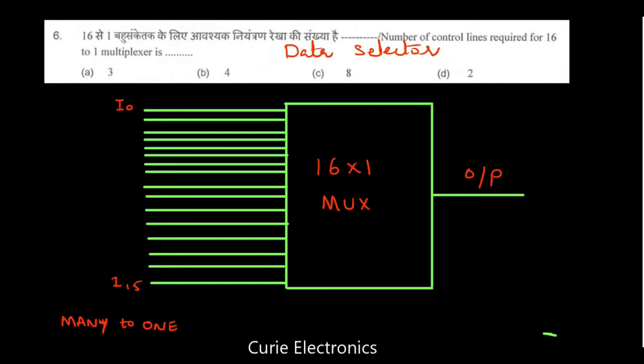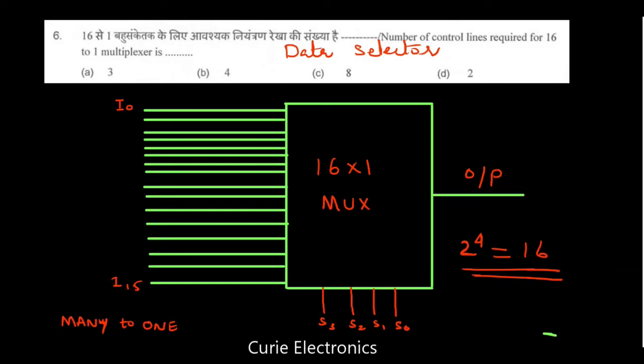So how many selection lines are required? Using these selection lines only, we will transfer the input to output. S3, S2, S1, S0. So we need 4 selection lines. So 2 to the power 4, what is the value? 16. So the number of selection lines we will take depends upon how many input lines there are.